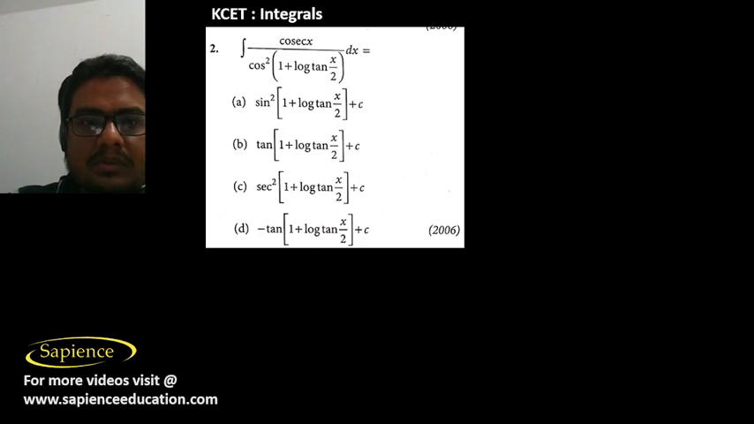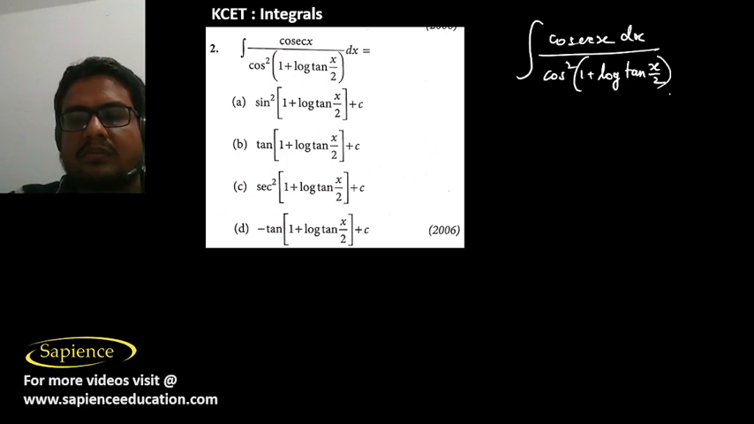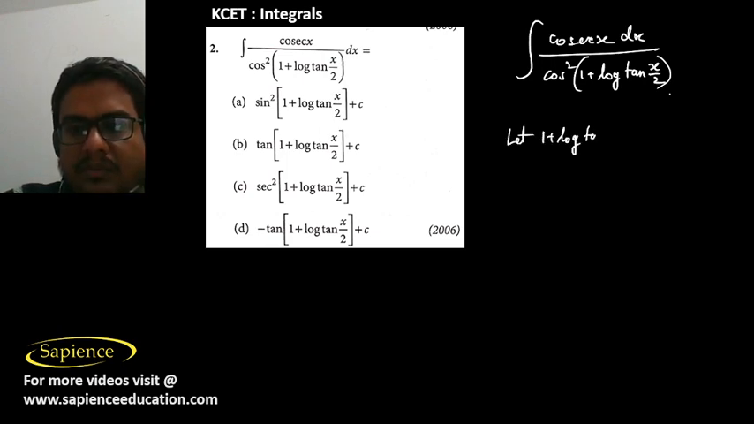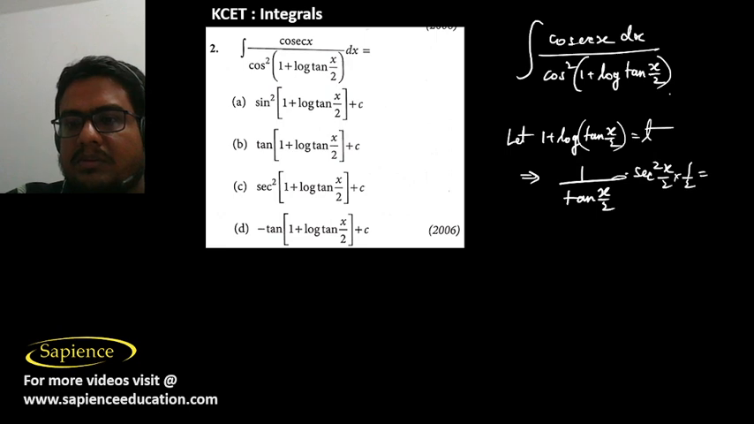Then in question number 2, it is told we have to find the integral cosec x dx divided by cos square of 1 plus log tan x by 2. So now here, if we take 1 plus log tan x by 2 equal to t, then if we differentiate both sides, we will get 1 by tan x by 2 into d by dx of tan x by 2, which is secant square x by 2 into 1 by 2, into dx, that is equal to dt.